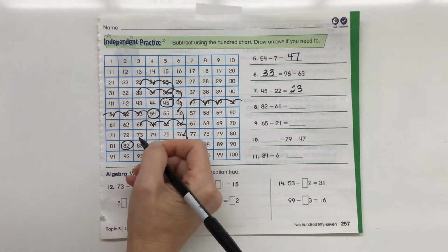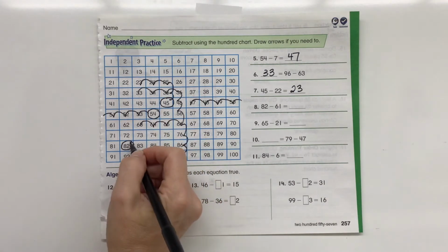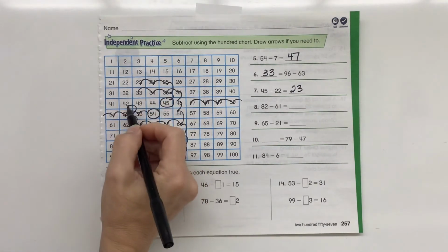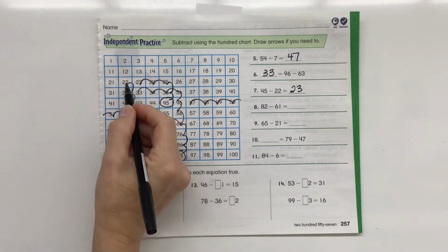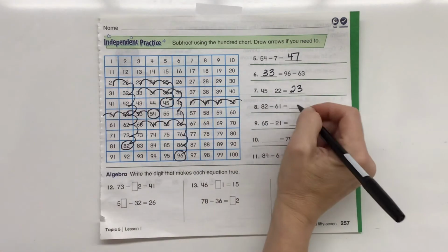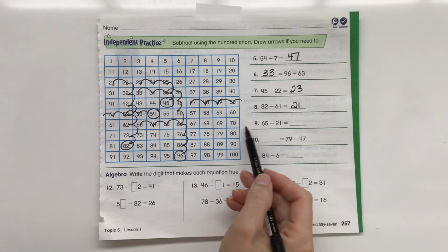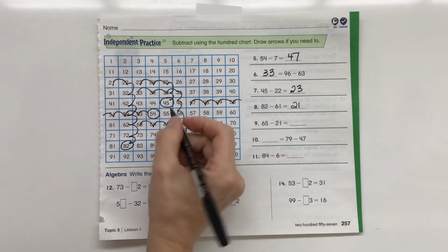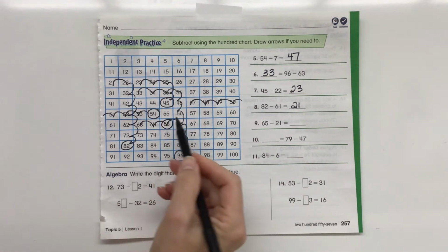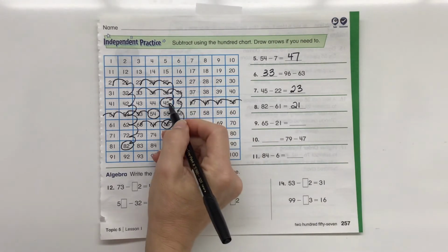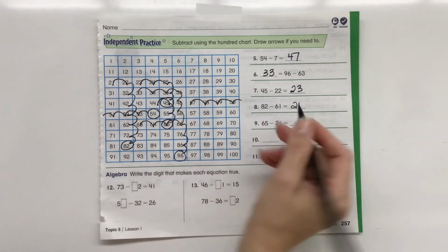All right, let's do 82 minus 61. 82 minus 61. Ready? So let's see, 60, 10, 20, 30, 40, 50, 60, and minus 1 more puts us at 21. Okay, 65 minus 21. So we're going to start at 65 right here. Look at that big mess. 65 minus 21. Ready? 10, 20, and then subtracting 1 puts us at 44.